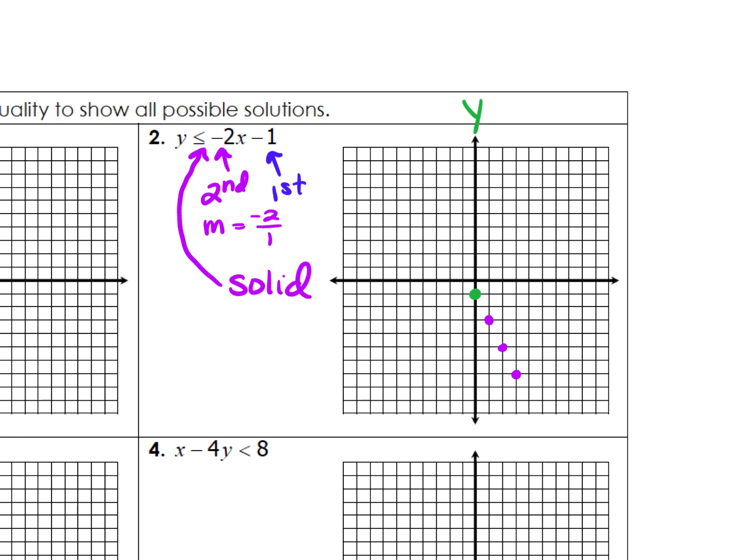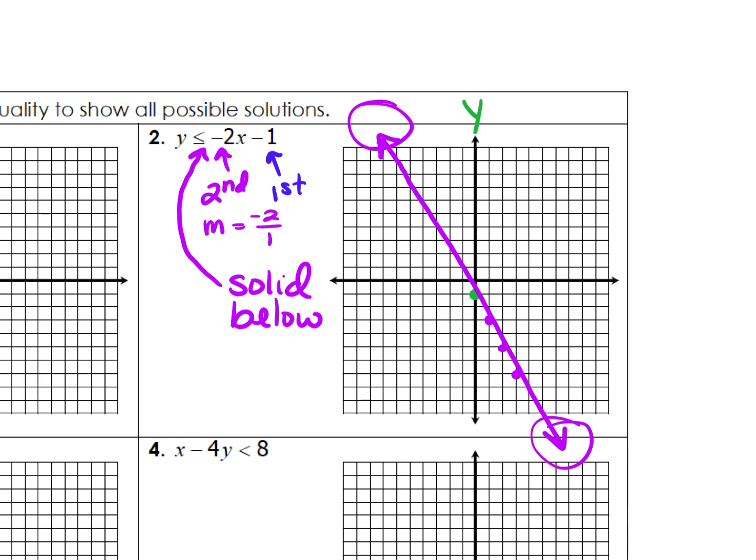Below. Y is less than or equal to, so you want to go below. So it's solid and it's below. So we're going to draw a solid line. When you draw your lines, you want to go all the way through your graph. So make sure it goes all the way to the top up here and all the way to the bottom down here because you're going to shade and we want to include everything that it would be.